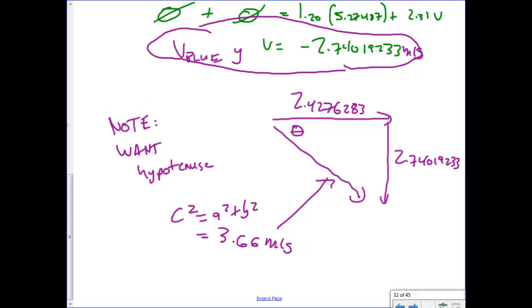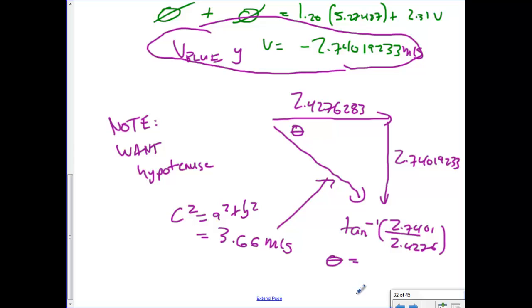We also need to know this angle down here, because velocity is a vector quantity, so we need that angle. To find this angle, the best way of doing it is inverse tan. If you were to inverse tan the opposite number over the adjacent number, you'd get your angle. So inverse tan.